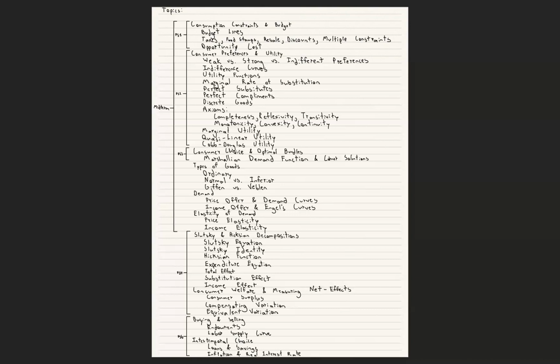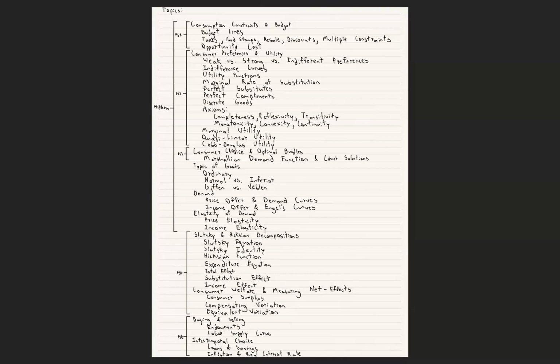We'll cover some of the types of goods. Then we're going to move on to demand, whether that be price offer curves, demand curves, income offer curves, and Engel curves as well. And we'll touch on price elasticity and income elasticity. Have you all covered the Slutsky and Hicks decompositions? Because that was a solid chunk of my final.